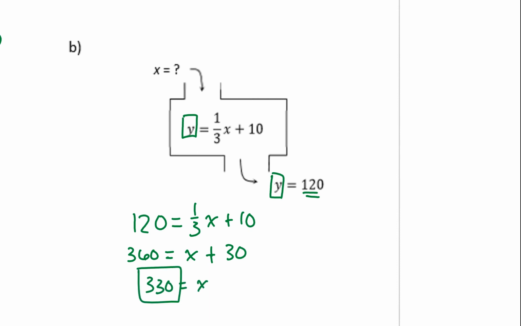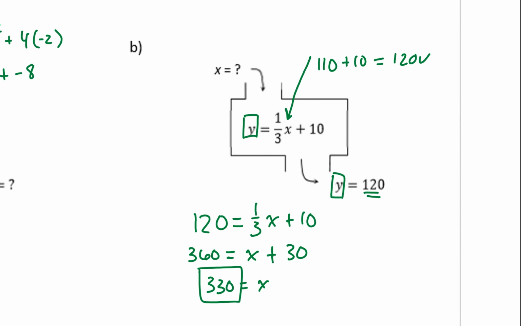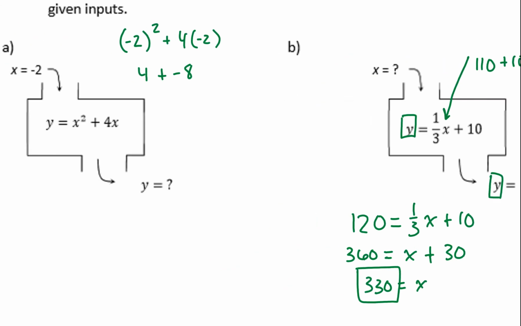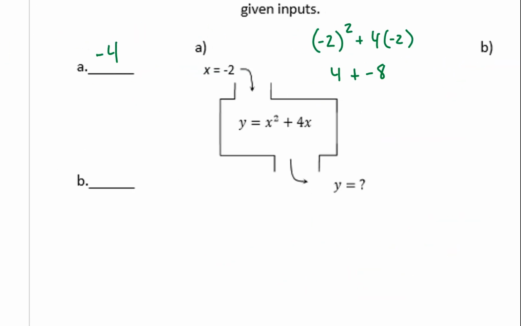So x is 330. And if I bring that back in and try it, 1/3 times 330 is going to be 110, and if I add 10 to that, I do indeed get 120. So it checks. The value of x equals 330. 330 produces an output of 120 for that function. So over here, x is 330. So that's question number 1.